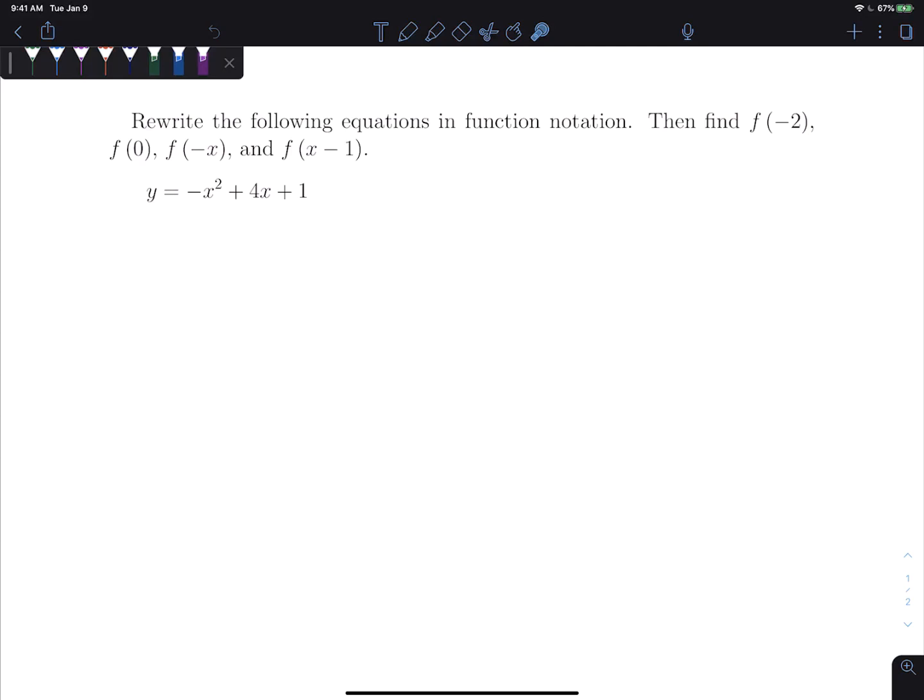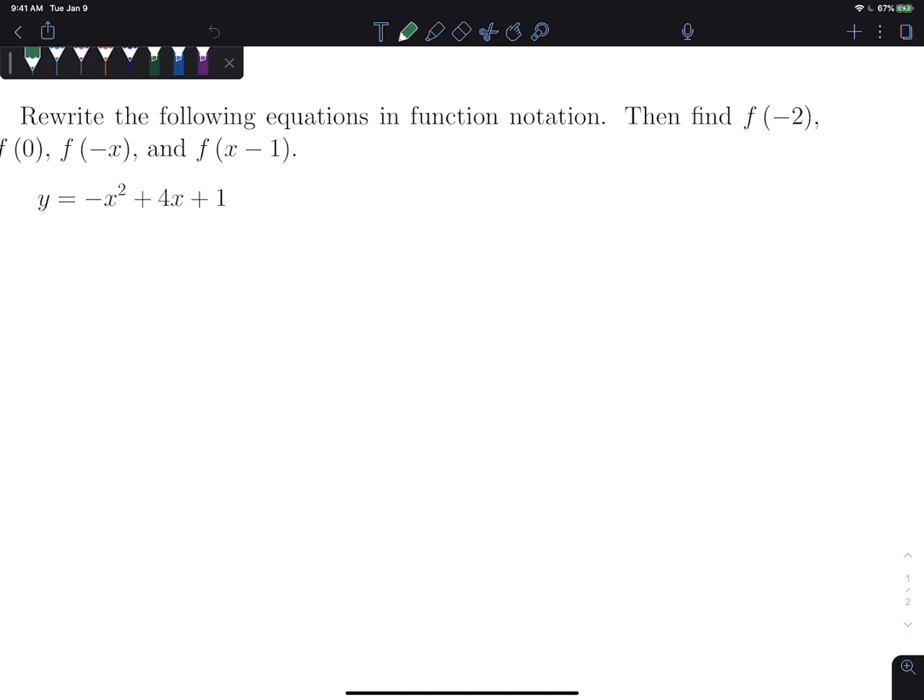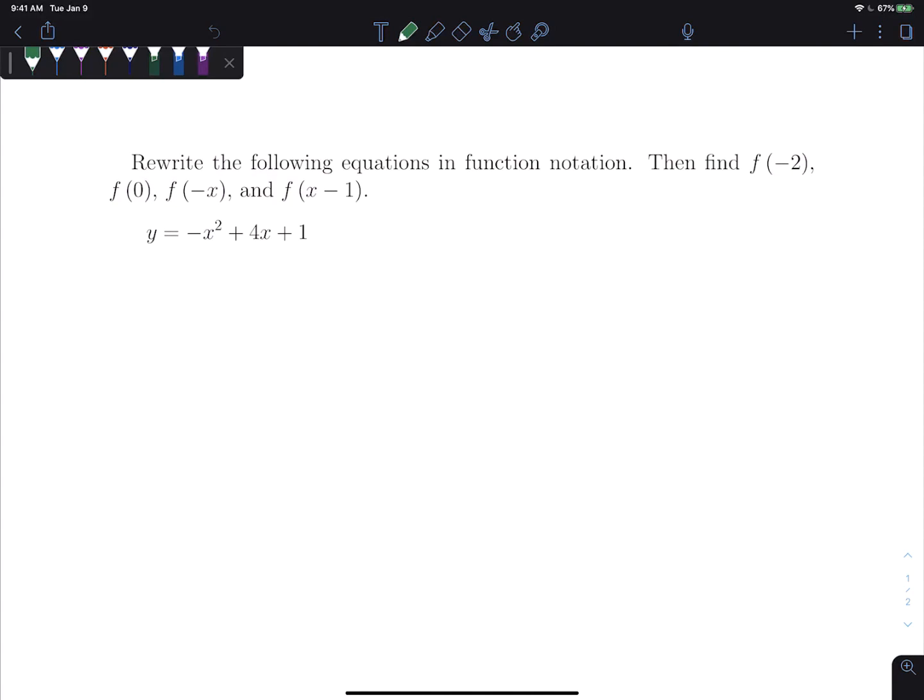Okay, so the equation that we're looking at here is y equals negative x squared plus 4x plus 1. Notice that the y is completely by itself already, and that's the first step that we need. The next step is going to be to replace the y with f of x. So this is going to give us f of x is equal to negative x squared plus 4x plus 1. And that is the first part of the question.